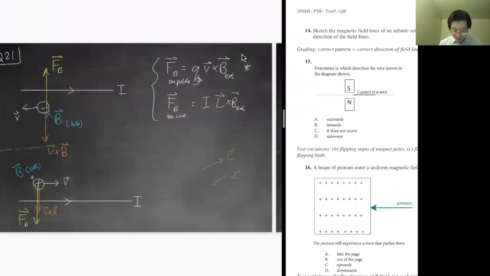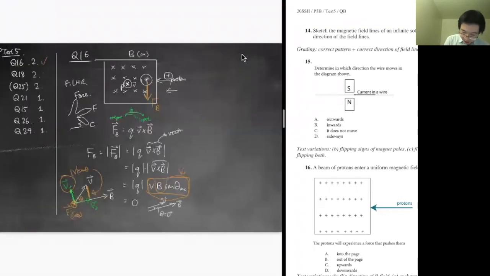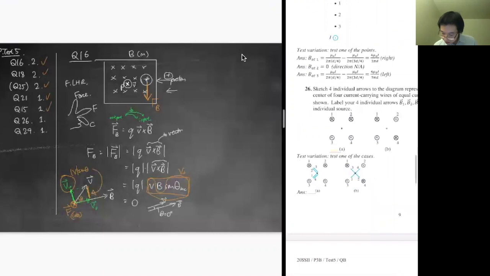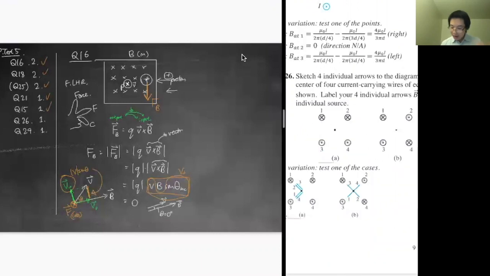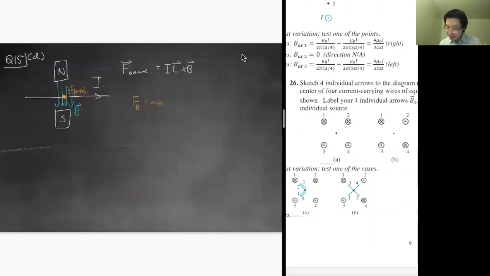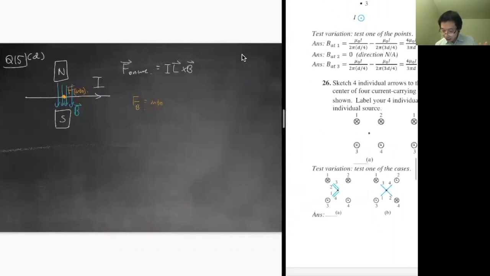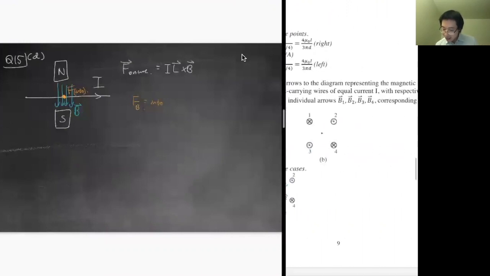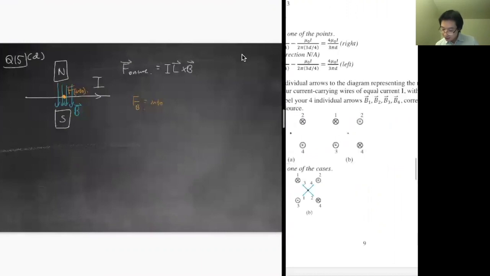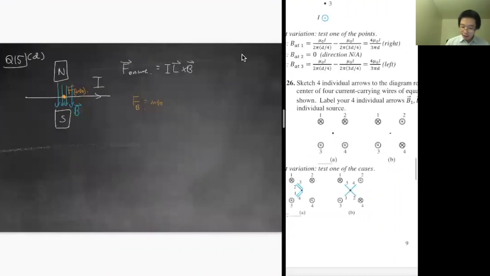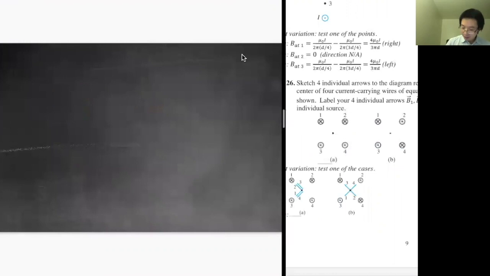Any questions on that? All right, good. And where are we? 15. Okay, almost there. 26 is good. So we have 4 wires this time, and we want to label all the fields from each source. Which variation do you want me to do, A or B? Let me know, A or B, whoever asked this. B, okay.